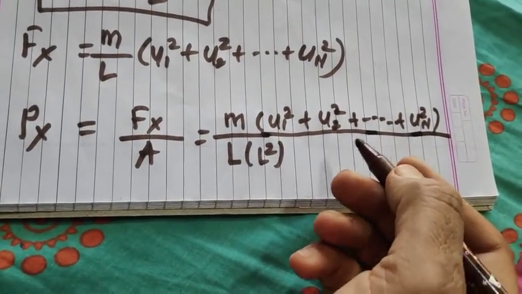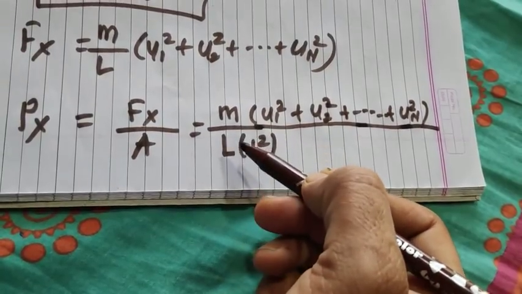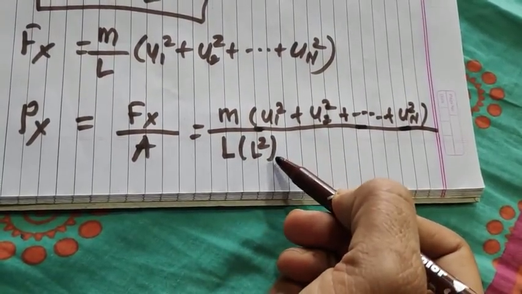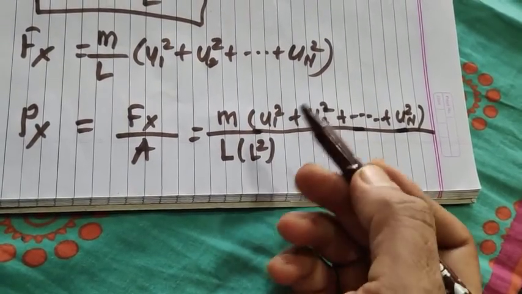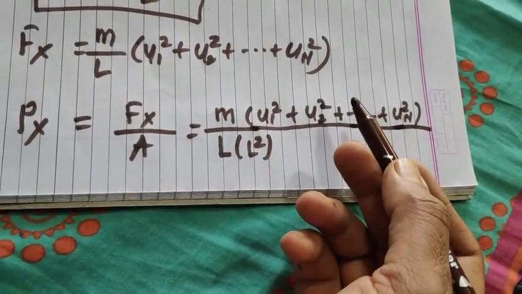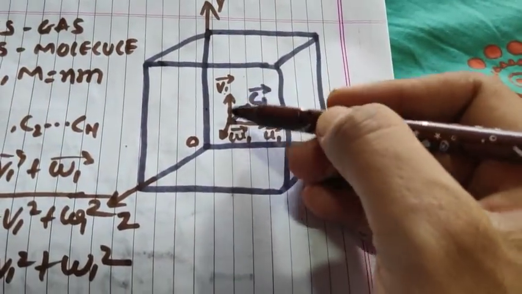So for the y pressure, that is, pressure along the y-axis, m by L remains the same, L square remains the same, only this is going to change. Instead of the x component, we will have the y component, and the y component is already in the resolution. We all know that the resolution of the y component will be v.